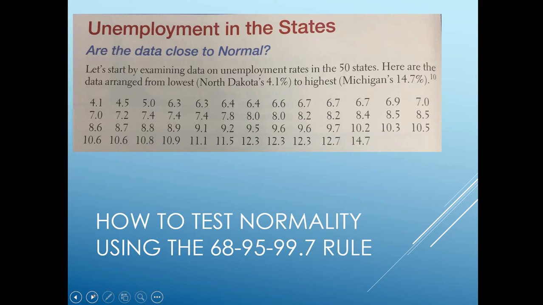All right, so here I have a data set from our book. It's the unemployment rates in 50 states. This is old data, but it's all 50 states, and we want to know if this data is approximately normal. So we're going to test using the 68, 95, 99.7 rule. We want to see if this data follows that. If we have the mean and go plus or minus one standard deviation, do 68% of these data points fall within that range? And then if we go out plus or minus two standard deviations, do these data points fall in the 95% range?